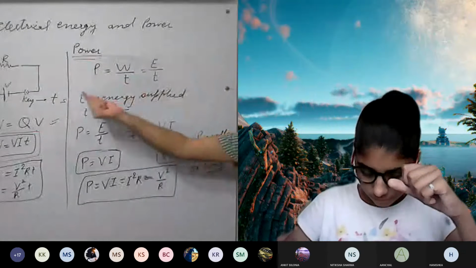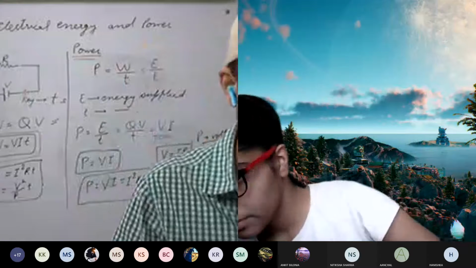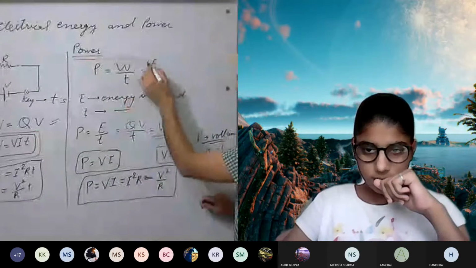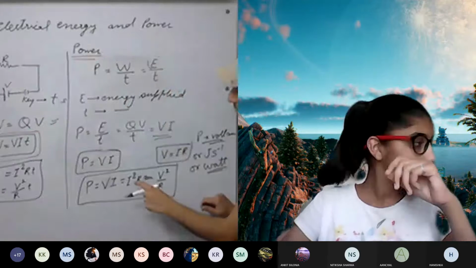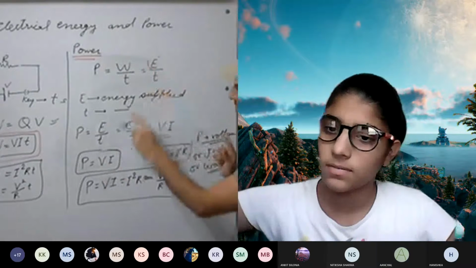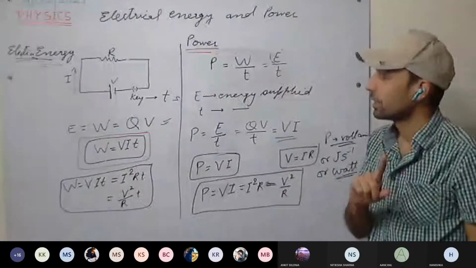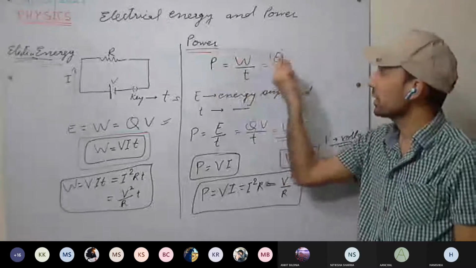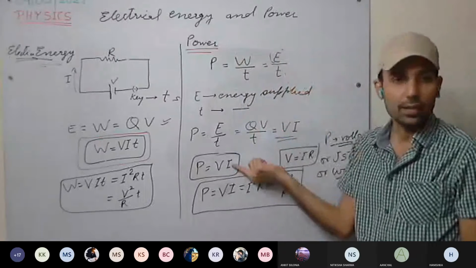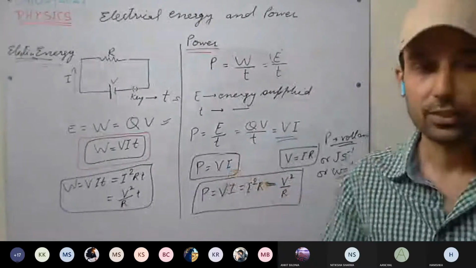This is clear. So through a circuit, when is there 1 watt of power? 1 watt of power is the electrical energy consumed in 1 second when 1 ampere of current flows under the potential difference of 1 volt. This is clear.